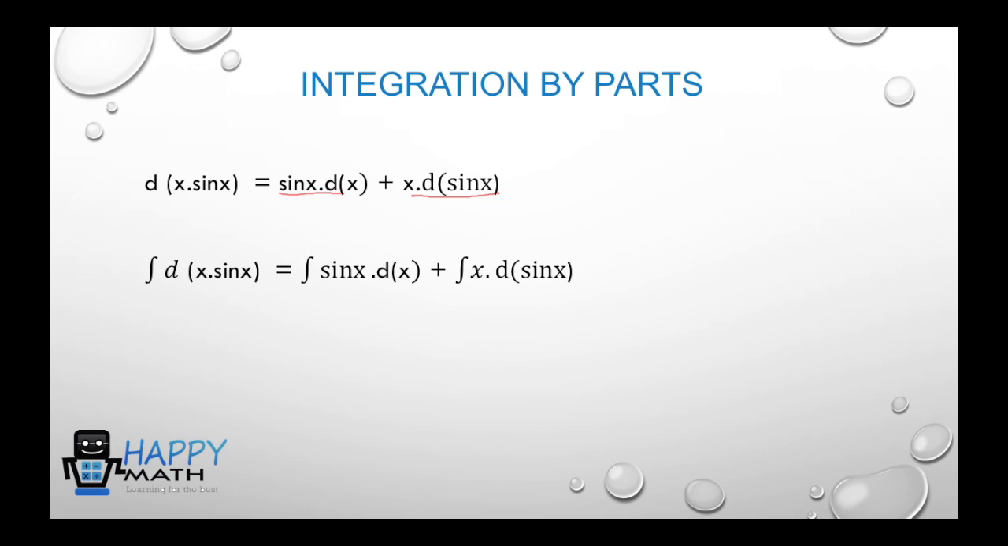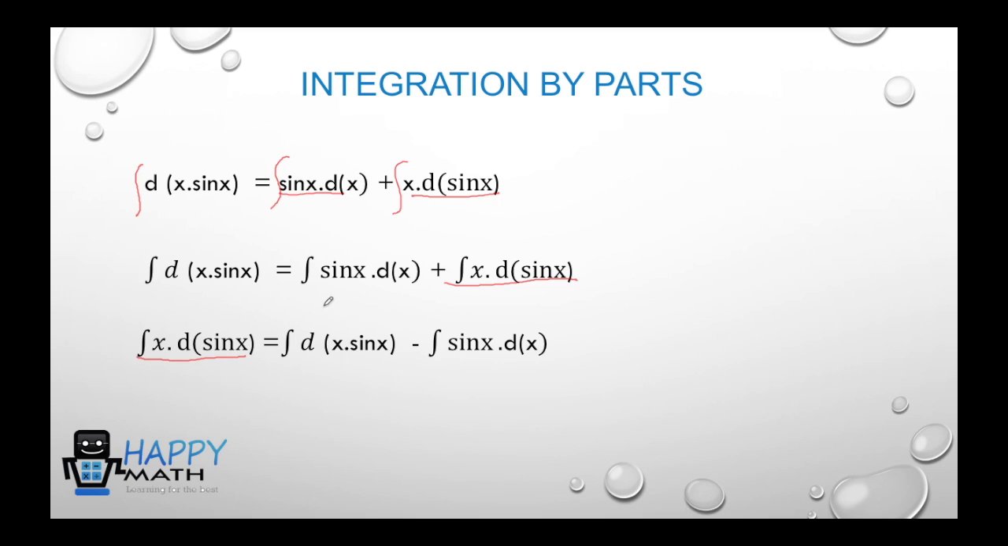We just write down the integral symbol in the first function like this. So when we rearrange this expression, you will get this one. I move the term x times d sin x from the right hand side to the left hand side, and when I move it, I have to change the sign of this term. From positive it becomes negative, and the other way around.